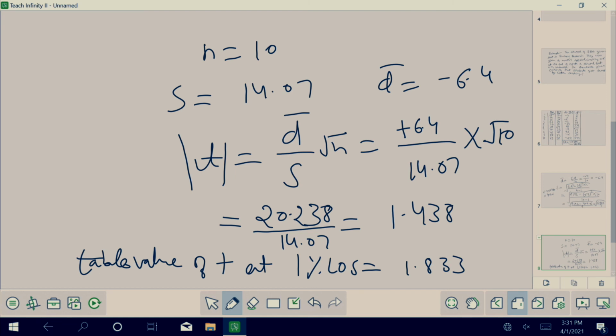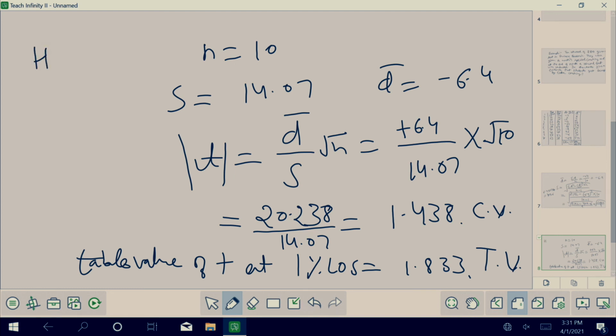So what will be our decision? This is our calculated value and this is our table value. The table value is greater than the calculated value, so we can accept our hypothesis. So we can conclude, since the calculated value is less than the table value, right, that extra coaching has not benefited the students.